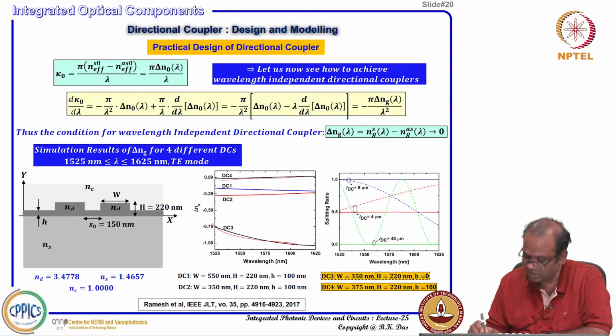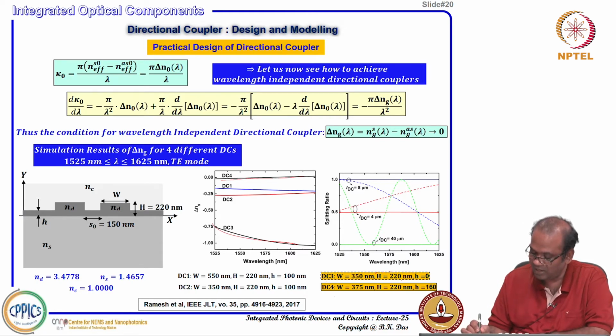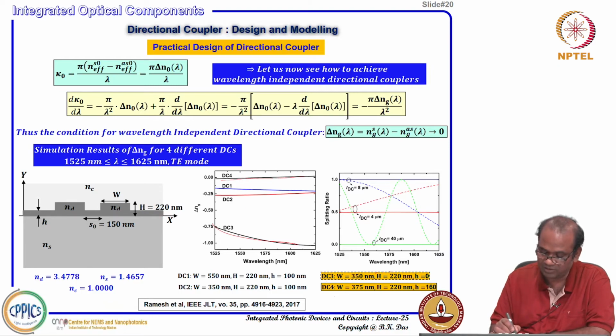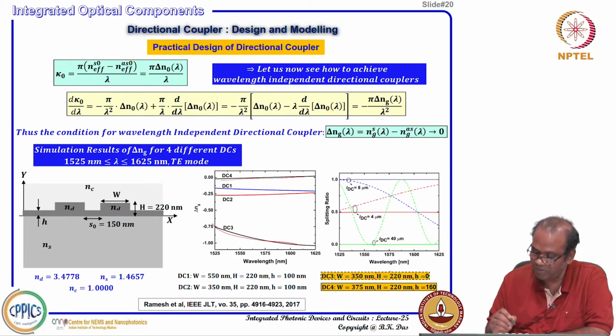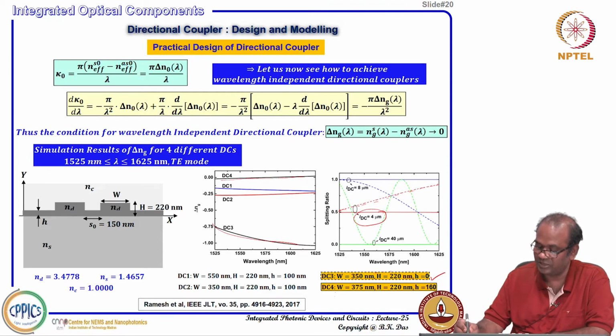Now, you see this is the dashed line. All the dashed lines correspond to DC3, that means wavelength dependent, and solid lines are wavelength independent. Now, you make a DC of length 4 micron, and if you go for DC3 design, that means the dashed one, you see the splitting ratio between the 2 output ports at 1525 is nearly 50%. As you increase the wavelength, the splitting ratio is increasing, it is almost going to 90% or something like that.